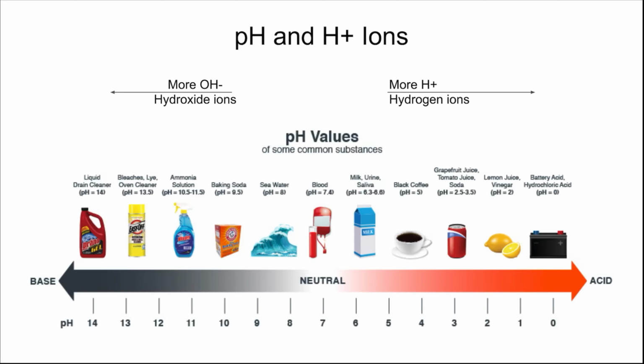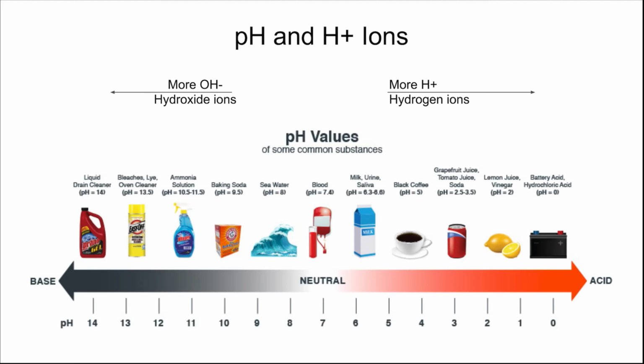Oftentimes, after a water molecule reacts with another molecule, it leaves behind either a hydrogen ion or a hydroxide ion. If the reaction leaves behind more hydroxide ions, there's fewer hydrogen ions relative to the hydroxide ions in the solution. We call this basic. So there's two ways to think of the values on a pH scale. You can think of higher pH values as having fewer hydrogen ions, or you could think of higher pH values as having more hydroxide ions.